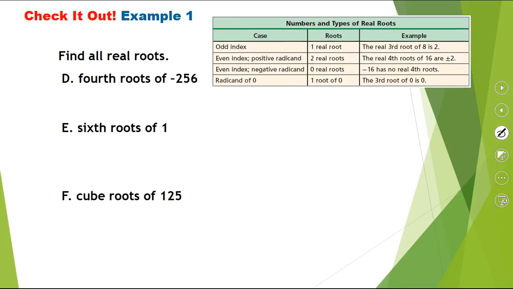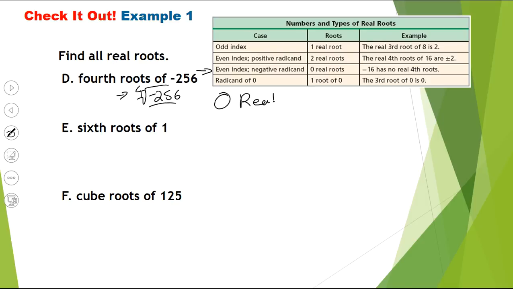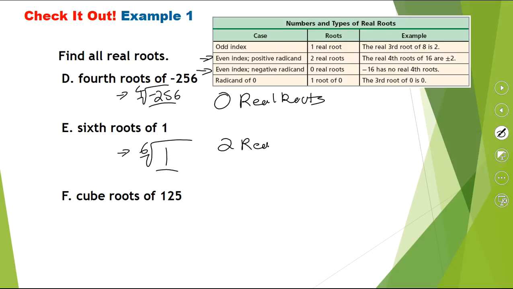All right. Just real quick, the fourth root of negative 256, that, again, is an even index with a negative radicand. That's this guy. It would have 0 real roots. The sixth root of 1 is an even index with a positive radicand. So it would have 2 real roots. And you could probably honestly do this in your head. Those 2 roots would be 1 and negative 1. But your calculator could always do it for you as well.